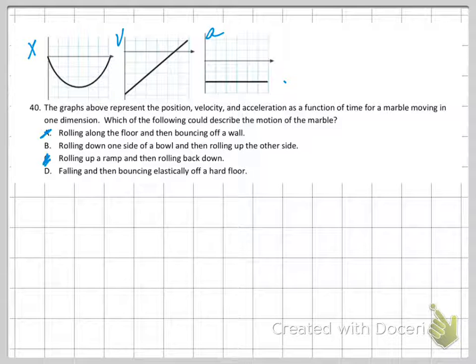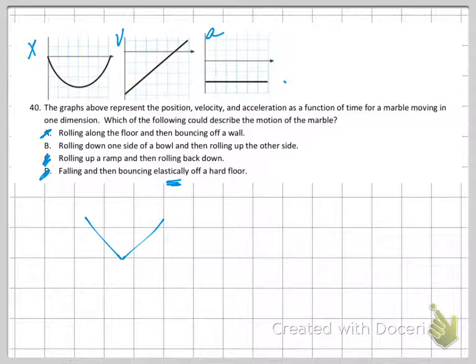Falling and then bouncing elastically off of a hard floor. Falling elastically means that the momentum and kinetic energy would be conserved. So we would have a velocity where it travels down and then bounces right back up. So that doesn't work either.